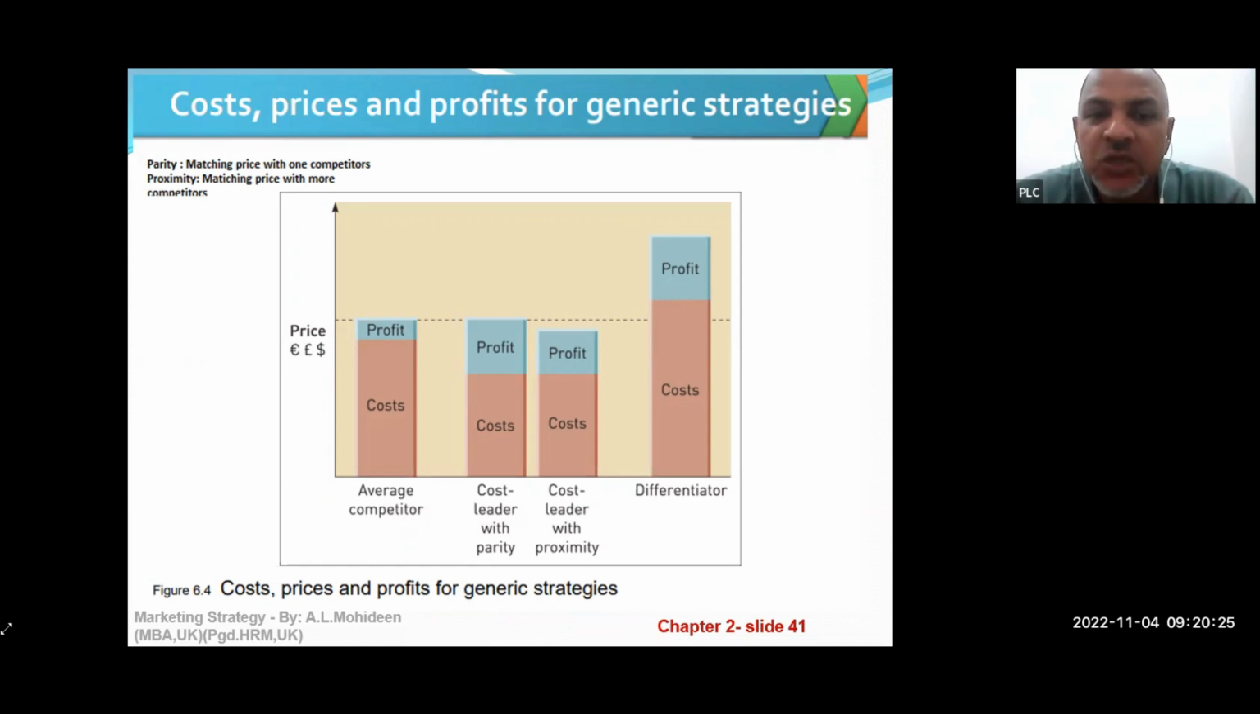But if you go for lower cost, others will also go to lower cost, and you can't set a high price. If you can't set a high price, again, the profit will be reduced.